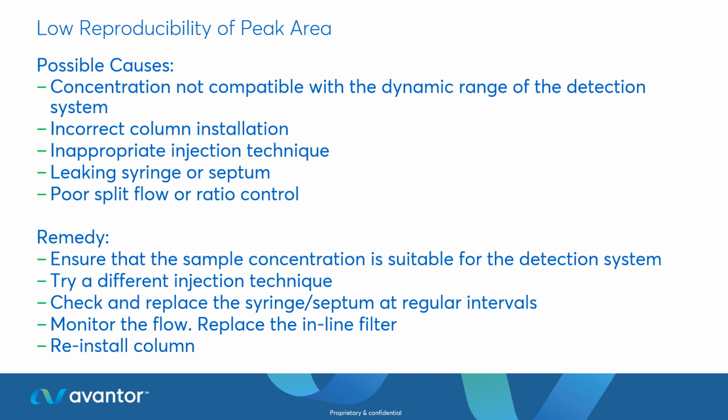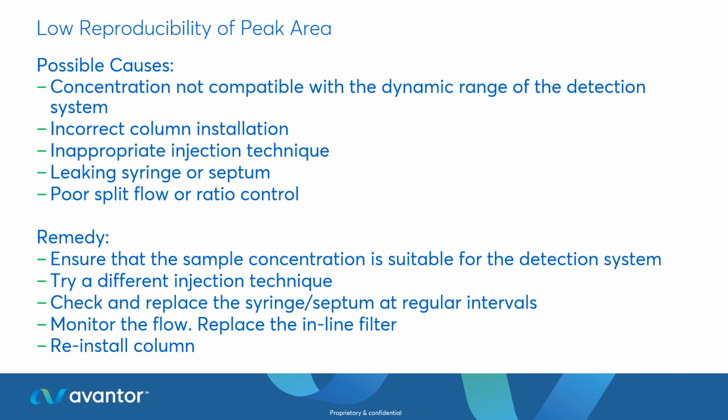Could be that there's a leaking syringe, or the septa is starting to wear, and therefore we need to look to replace the septa. Or it might be associated with the split flow ratio, and we need to have a look at that. In terms of the remedy, ensuring that we have the right sample concentration for the detection system is relatively simple. Look at using a different injection technique.